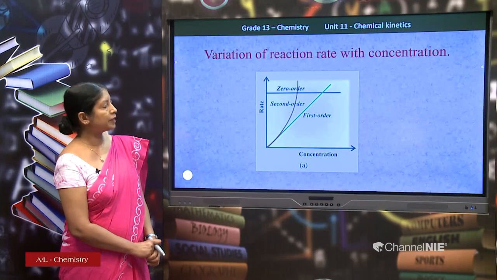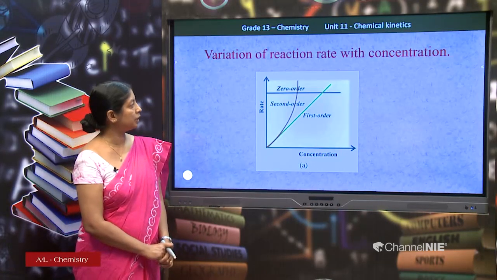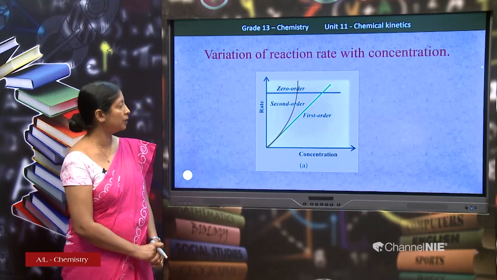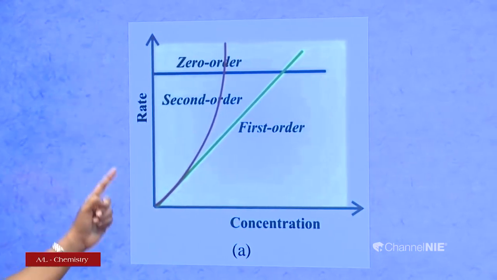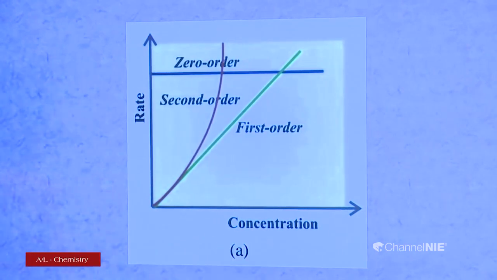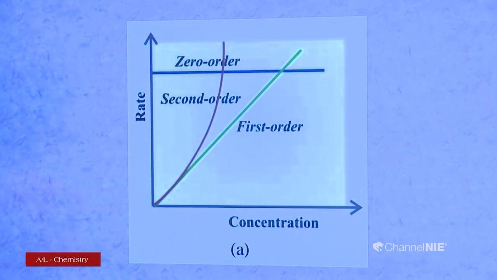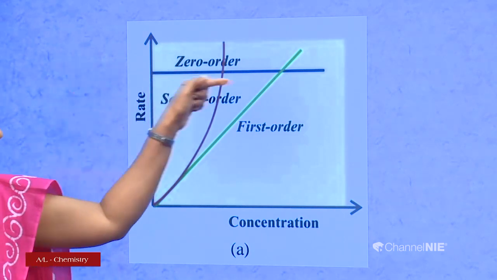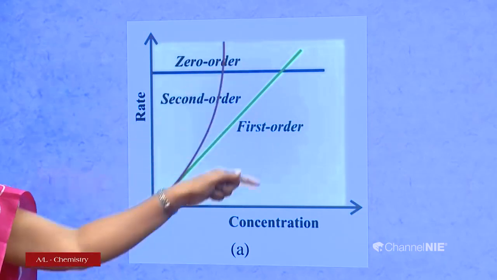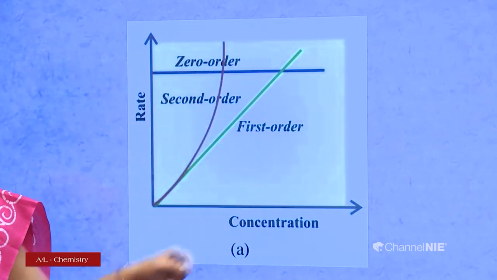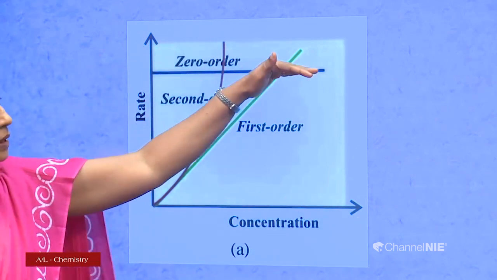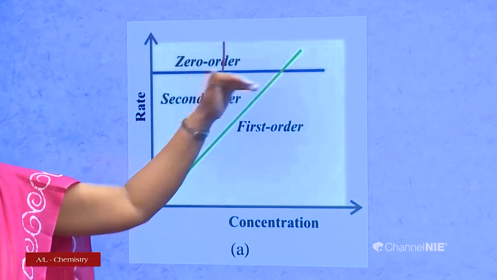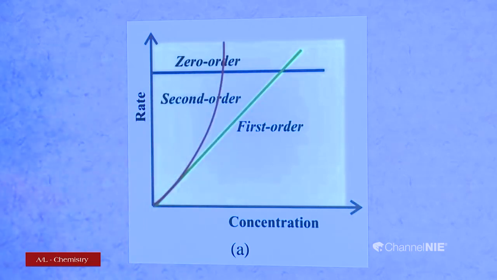Now, this is the second graph that we can use to find out order with respect to a certain reactant. Here we plot the variation of the reaction rate with concentration. In a zero order reaction, the reaction rate does not depend on the concentration of the reactant. In such a case, we get a straight line which is parallel to the x axis. The reason is, no matter what the concentration of the reactant, the rate remains constant, because it is independent of the concentration of that reactant.